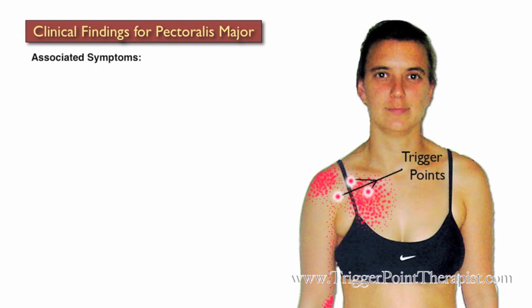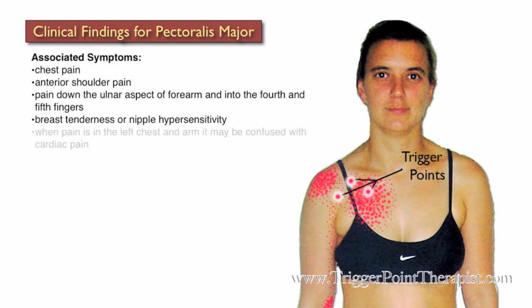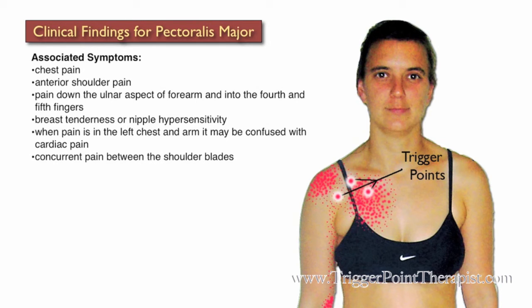The clinical findings for the pectoralis major muscle are as follows. Clients will complain of chest pain, anterior shoulder pain, pain down the ulnar aspect of the forearm and into the fourth and fifth fingers, breast tenderness or nipple hypersensitivity. If the pain is on the left side of the chest and arm, it can easily be confused with cardiac pain. A lot of times when your client complains of chest pain, they will also complain of pain between the shoulder blades.